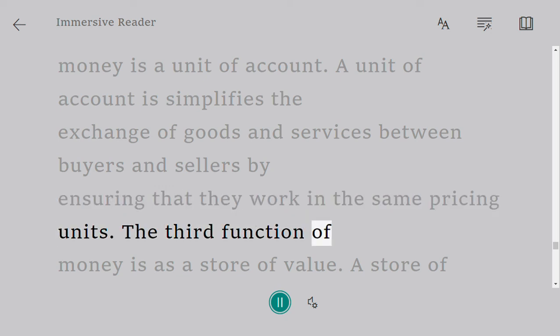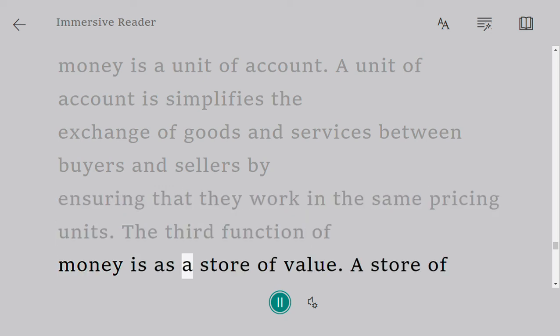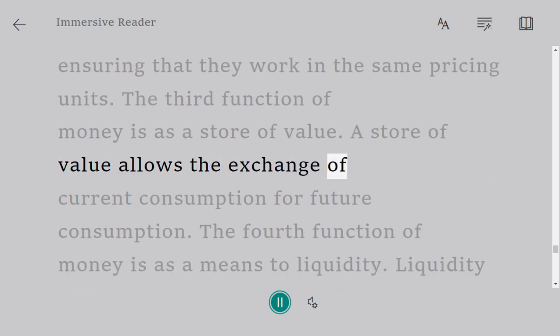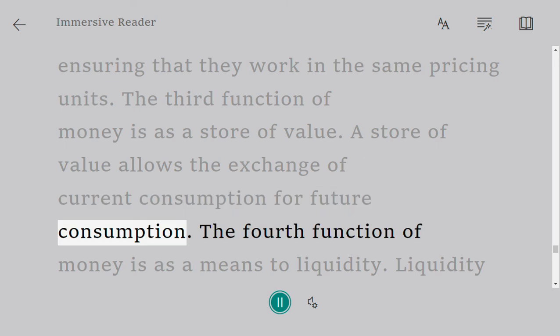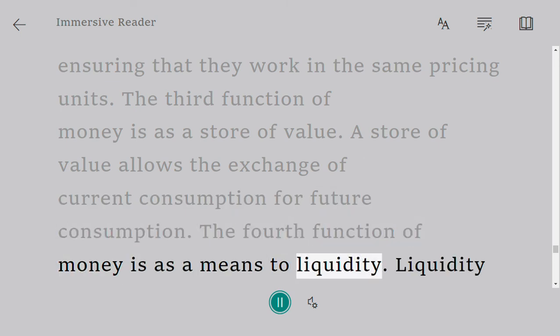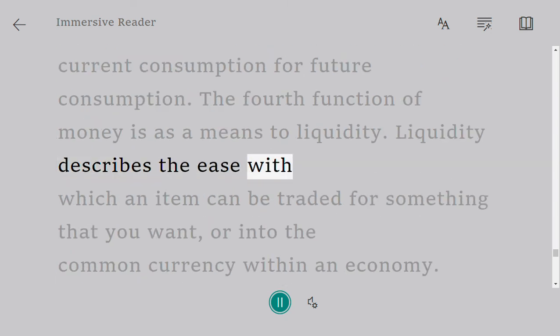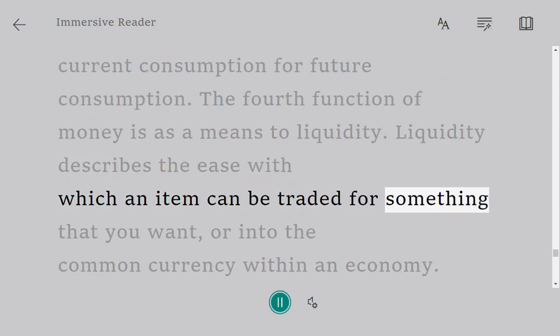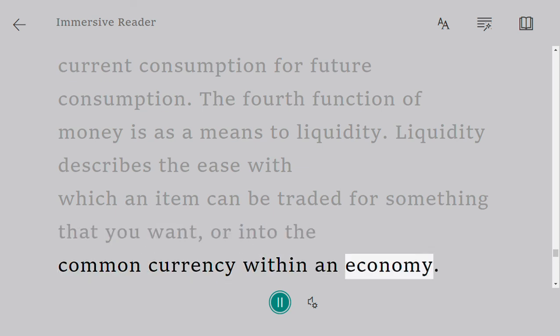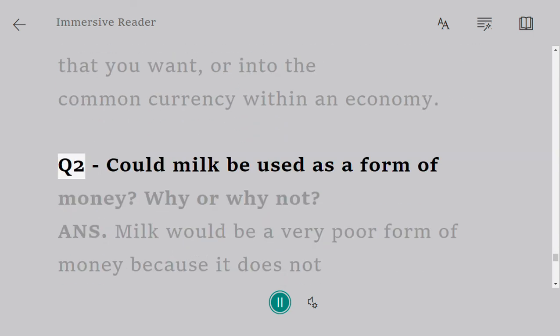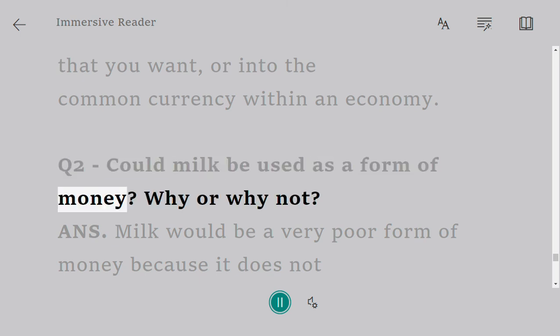The third function of money is as a store of value. A store of value allows the exchange of current consumption for future consumption. The fourth function of money is as a means to liquidity. Liquidity describes the ease with which an item can be traded for something that you want, or into the common currency within an economy.